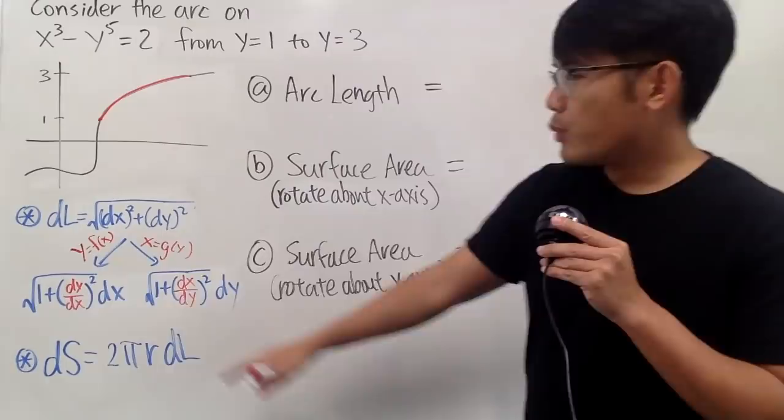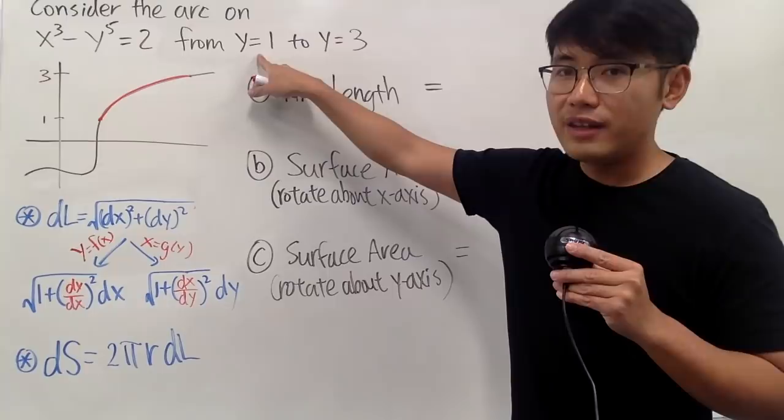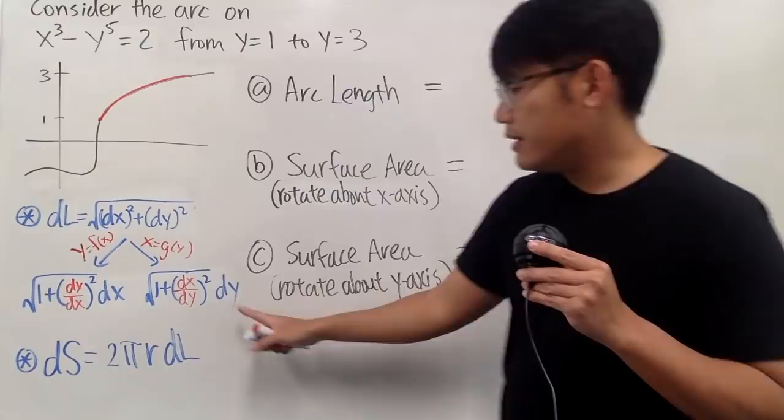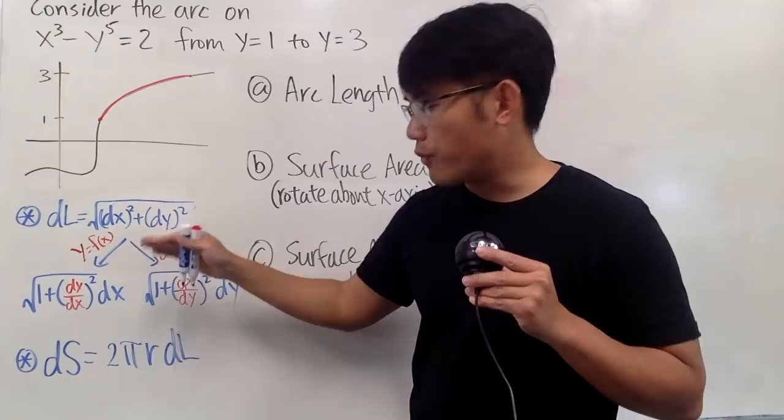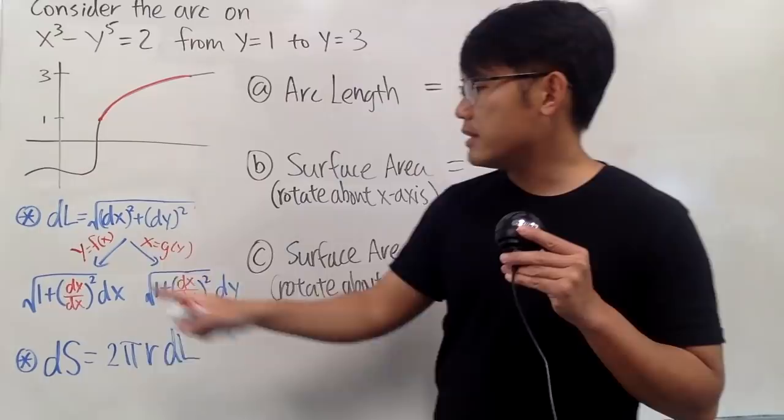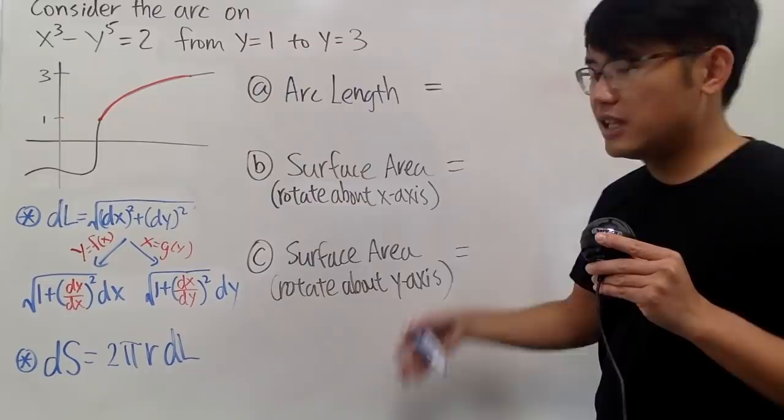Well, we were given that y is going from 1 to 3. So that means we should be in the y world, right? Because when you have the dy, that means the integral is set up to go from the first number to the second number for the y. That means we should get the x by itself. So let's make that happen and then do our derivatives and then do the rest of the questions.